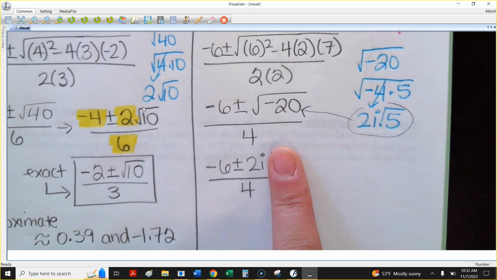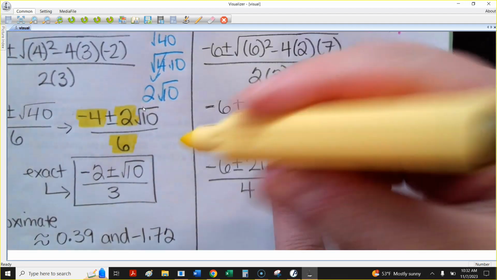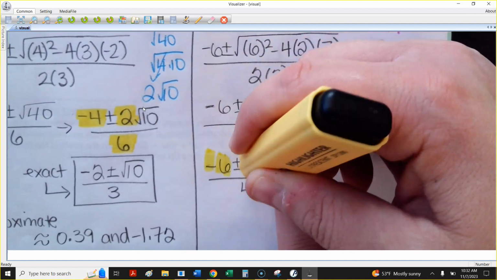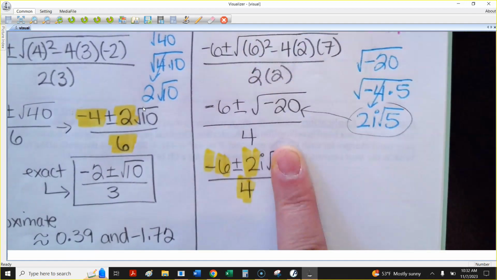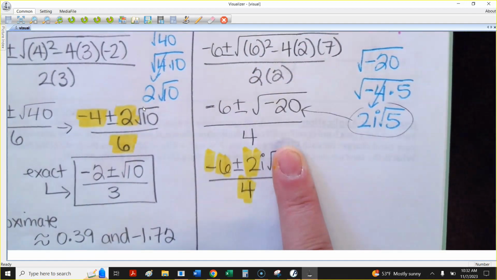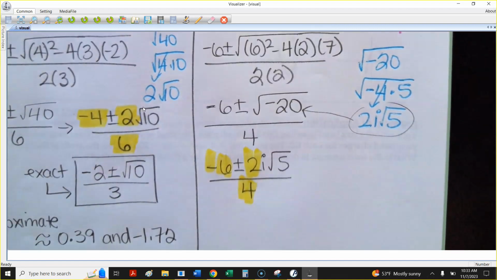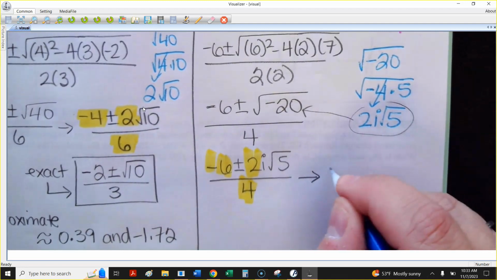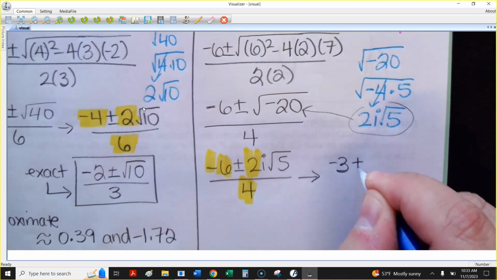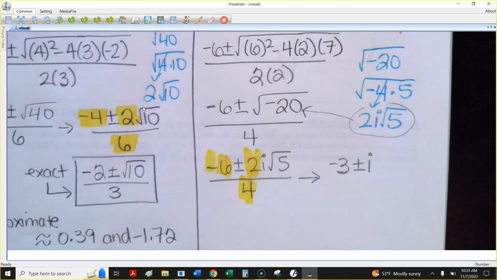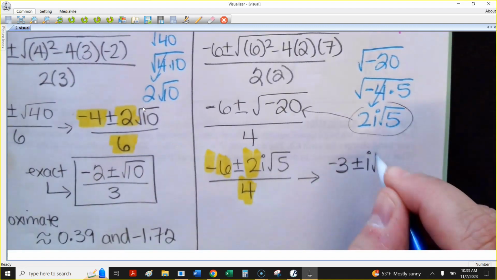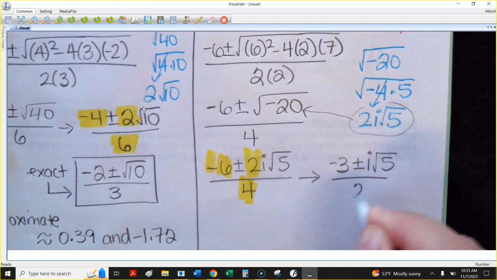Do not touch your radical. If all 3 of these numbers are divisible by the same thing, which they are, around the plus and minus and the bottom, all 3 of them. If they're all divisible by something, whether it has an i or not, you're allowed to reduce that. Those are all divisible by 2. Just don't touch the radical. This would become negative 3 plus or minus just 1i, so you would just see an i. The square root of 5 would stay the same. The bottom of that would be 2.